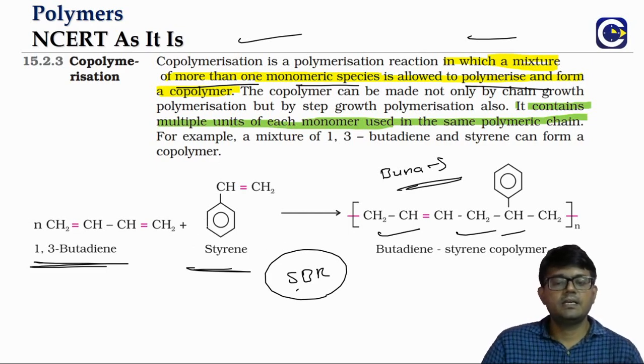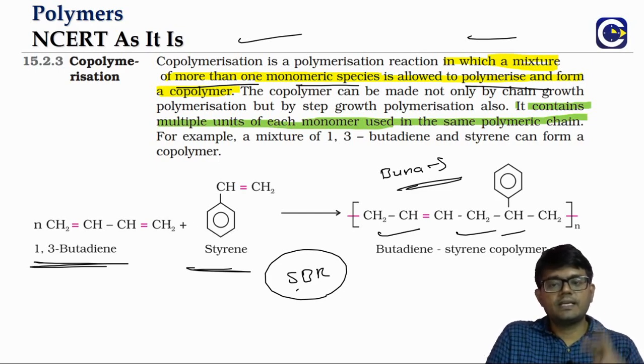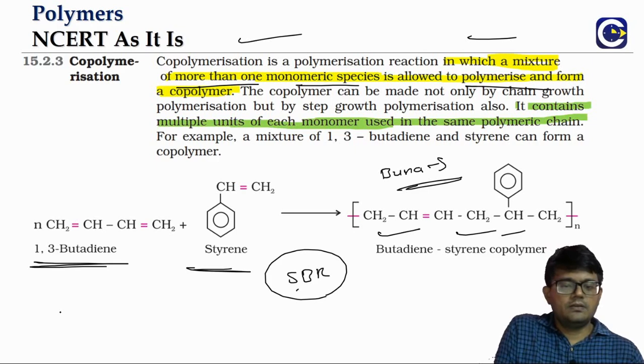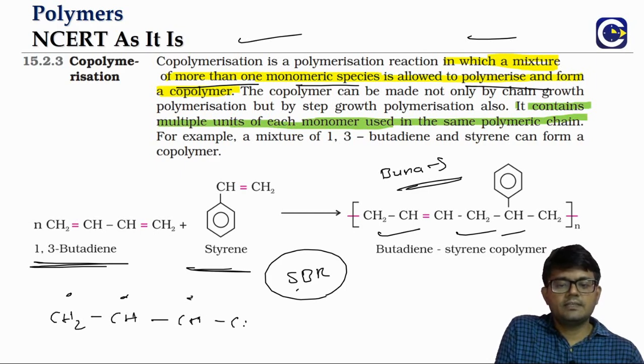It's an addition polymer with two different types of monomers. I mean we can have more types of copolymers also, but we are just looking at the simple case. Two different types of monomers are there. You see what happens here? Again, quickly we will discuss. When these pi bonds are removed, CH2 will have the valency deficit. Styrene also.